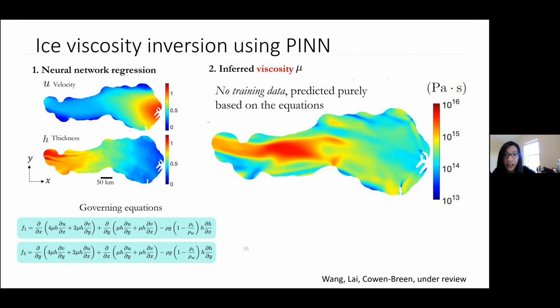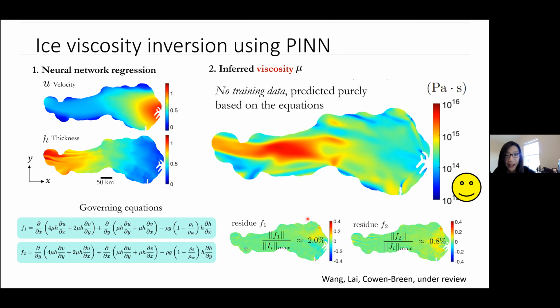So the outcome of this approach is this two-dimensional field of ice effective viscosity. And if we substitute this back into the equations, we find that the residues are about 2 orders of magnitude smaller than the terms in the equation. So the errors of this inversion are small and quantifiable.